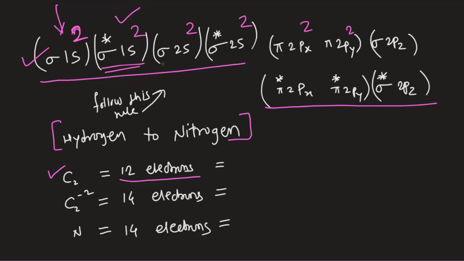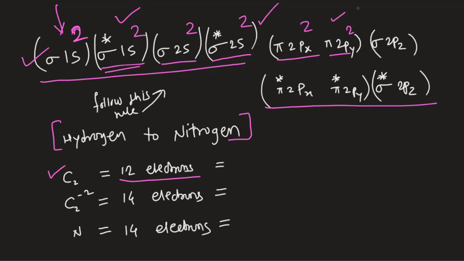The next one we have got is sigma 2s. In this orbital there are 2 electrons. Then there is sigma star 2s, in which we have another 2 electrons. So a total of 8 electrons have gone till this stage. Now we have the remaining 4 electrons, and these remaining 4 electrons will go into the pi 2px and pi 2py orbitals.